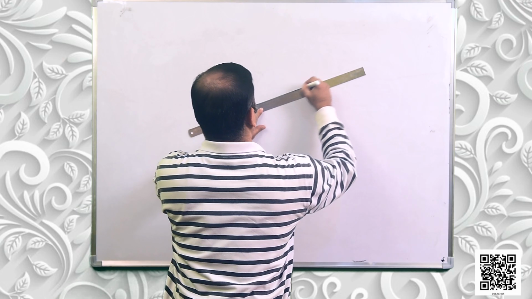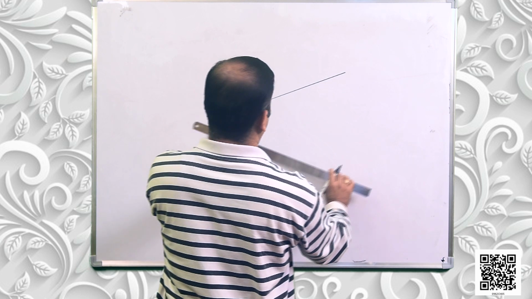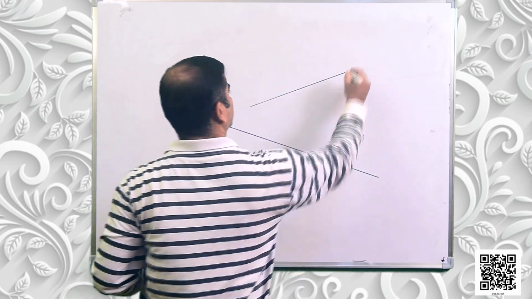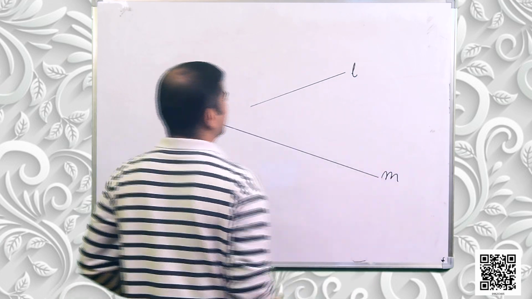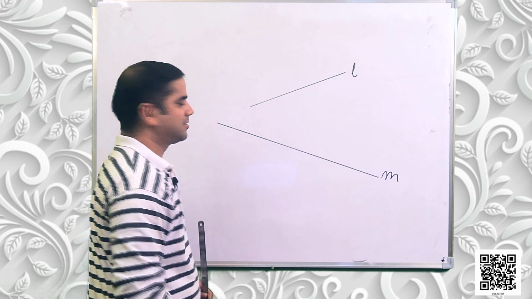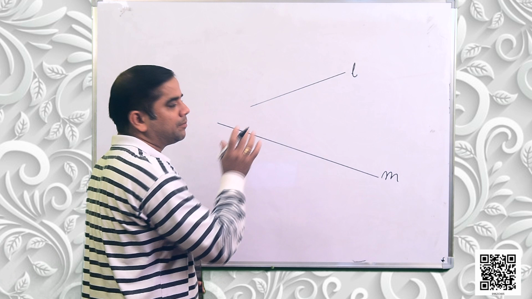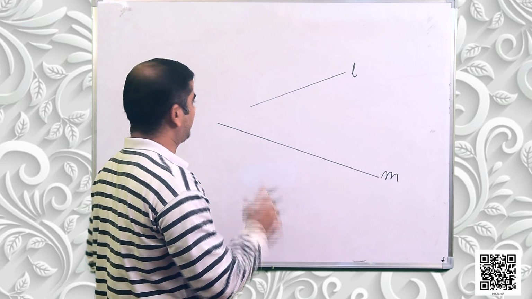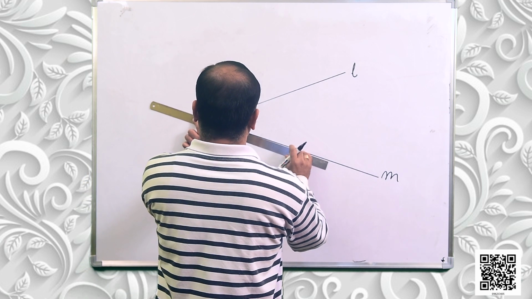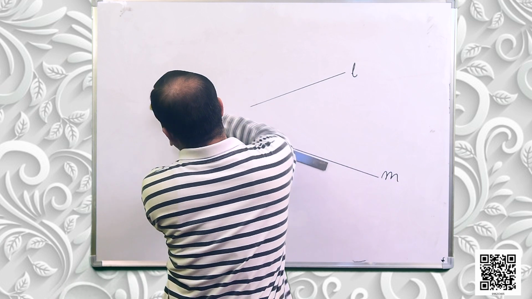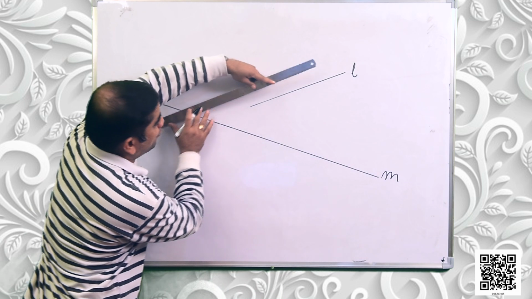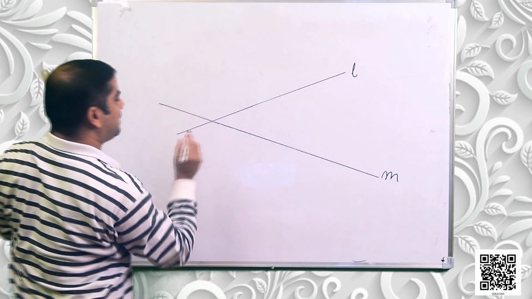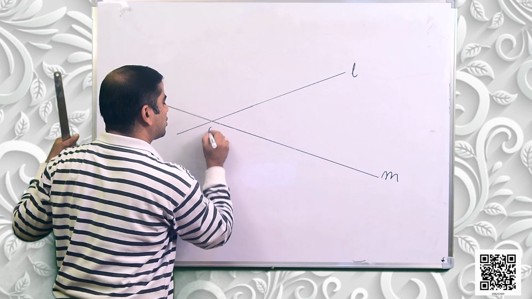Let us do it. There is a line L and suppose this is a line M. This is L, this is M. So now there are two distinct lines and they do not have any common points till now. But we know that straight lines go to infinity. So if I produce this line segment like this and if I produce line segment L like this, they will meet at this point. Suppose this point is O.